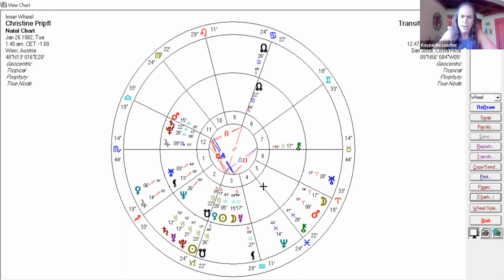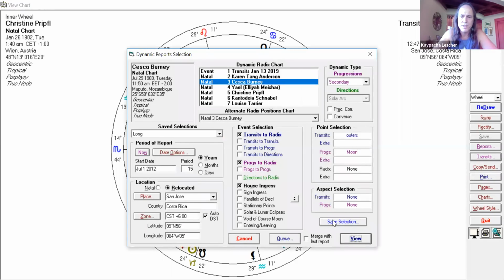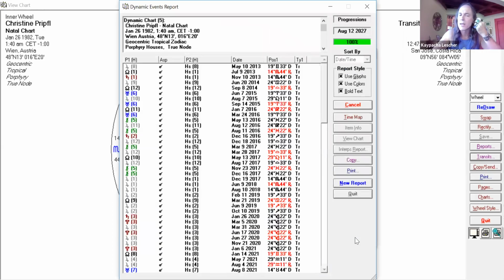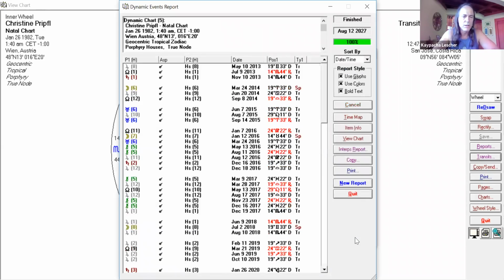So her natal chart is the inner chart, and the transits, where everything is right now, as you can see, Mercury is conjunct Saturn right now. This is all in the outside circle. So to get to the reports that I use, if you use Solar Fire or a similar program, you click on transits. And I hope you guys can see this. I'm going to go down here to Christine and just view. Now, do you guys see the transit report? Shake your head, Christine. Yes. Okay.